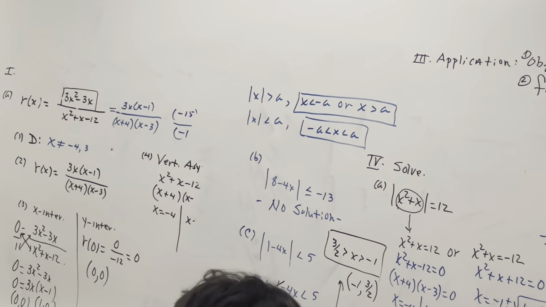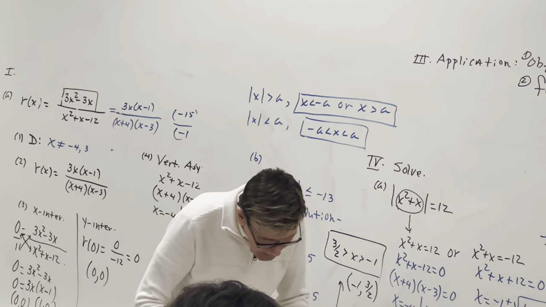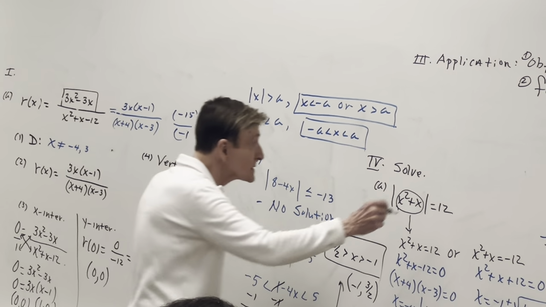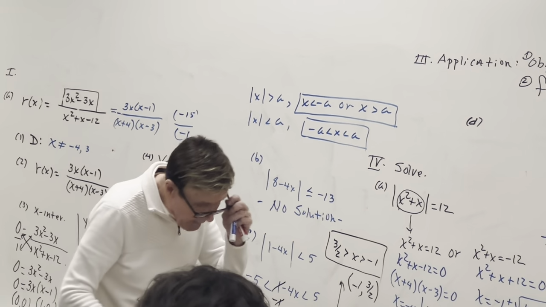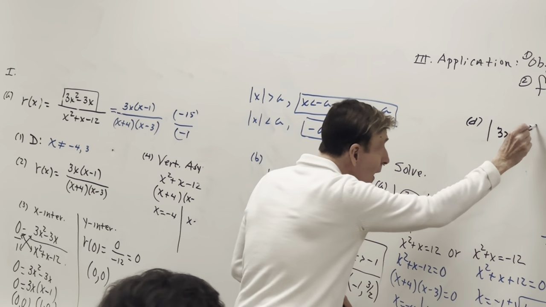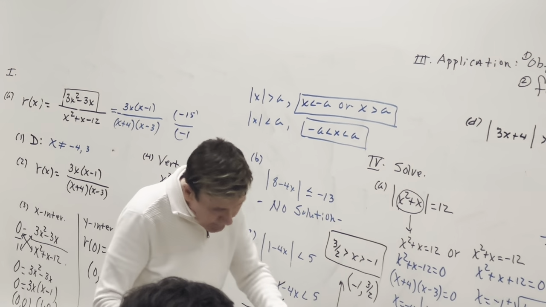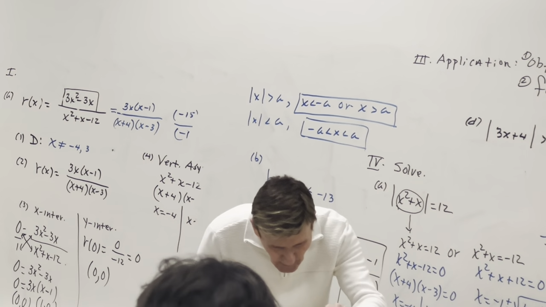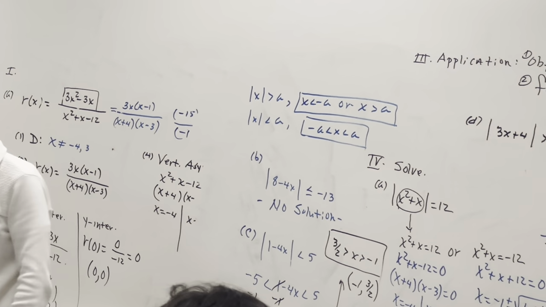Wow. I got one more. Here we go, the last one looks like this: absolute value of 3x plus 4, I don't think I've done this one yet. It's greater than 2. Is that it? That's it. So we're here, and then we'll try this one.